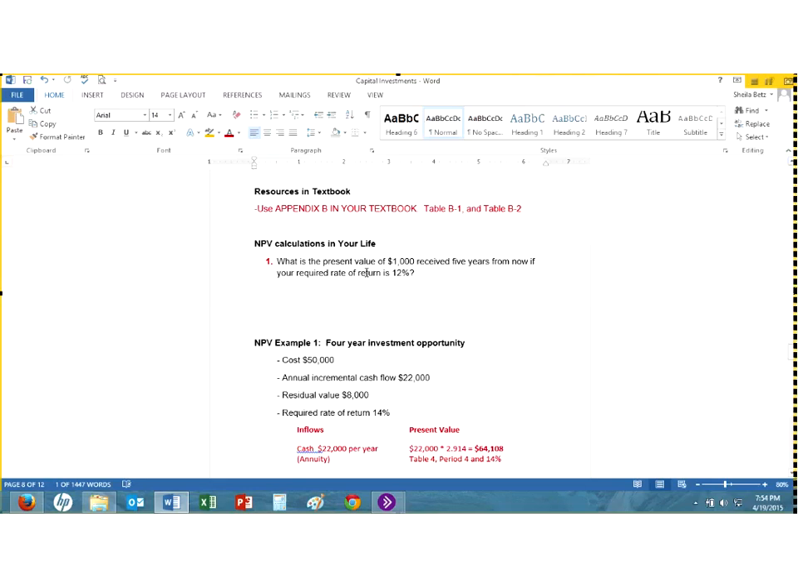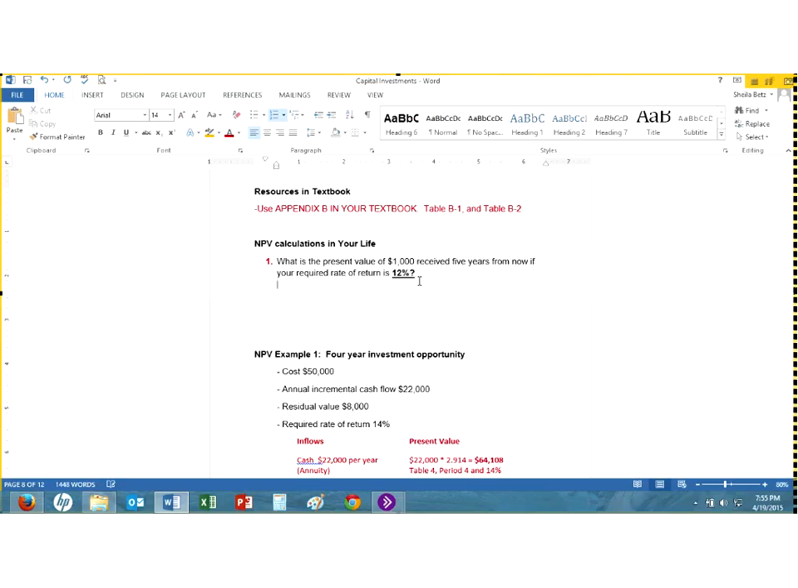So let's just start out with a simple problem. What is the present value of $1,000 received 5 years from now if your required rate of return is 12%? So what does this 12% mean? This means that I could go out into the market, take this $1,000 and invest it today and know I could get 12% return on it, either in the stock market or some type of interest, etc. So you always have to be given the required rate of return. So what I would do, I'm going to type in $1,000 here.